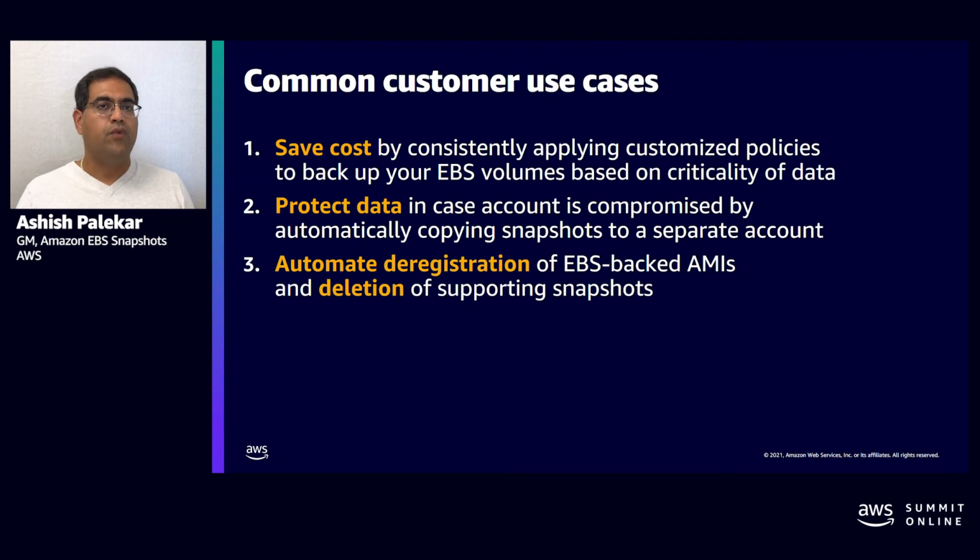So that is how we would address the common customer use cases. You can save cost by applying your policy consistently to back up your EBS volumes. You can apply different retention schedules. You can protect your data by copying your snapshots from a source account to a target account. And then you can automate deregistration and deletion of EBS-backed AMIs and deletion of the underlying snapshots, helping you keep consistent policies and manage cost between your snapshots and AMIs.